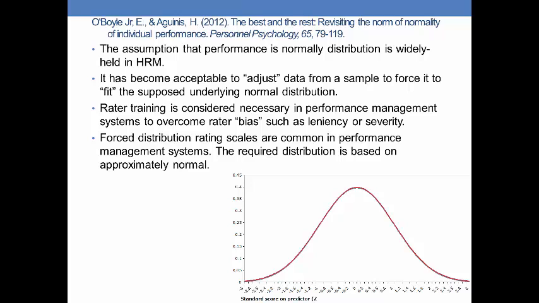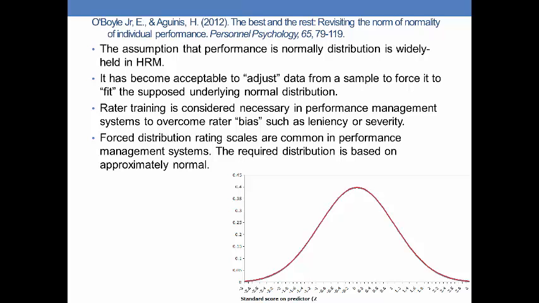Let's have a look at the distribution of performance in more detail in the O'Boyle and Aguinis article. In research and practices based on research in HRM, the distribution of performance is always assumed to be a normal distribution. Why? Prior to the days of computers, a lot of statistical techniques involved laborious calculations. Some of the properties of the normal curve made it useful for those calculations. It was probably natural that then the early researchers on human performance assumed that human performance would be distributed as the normal distribution. As a result, performance management systems have procedures for training away the rated biases of leniency and severity, and forced distribution rating scales are used in performance measurement.